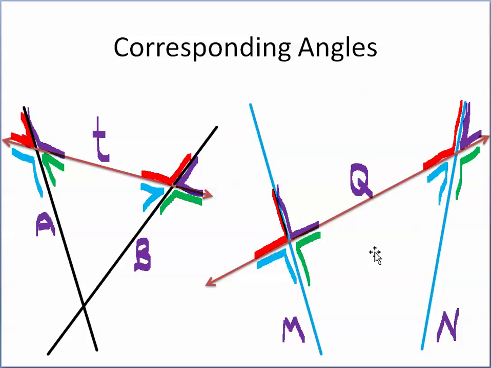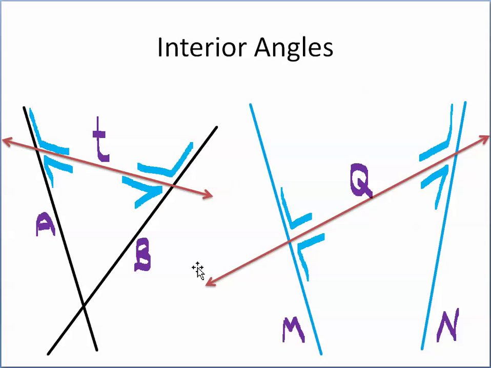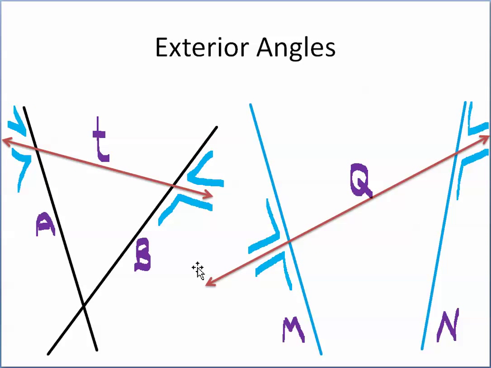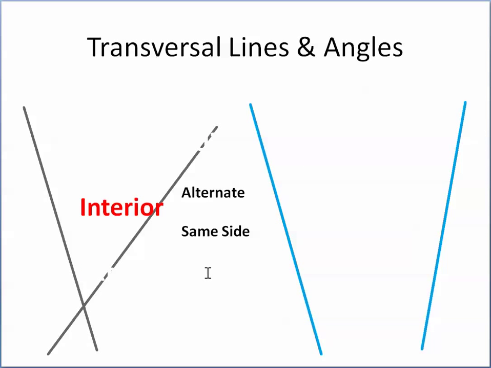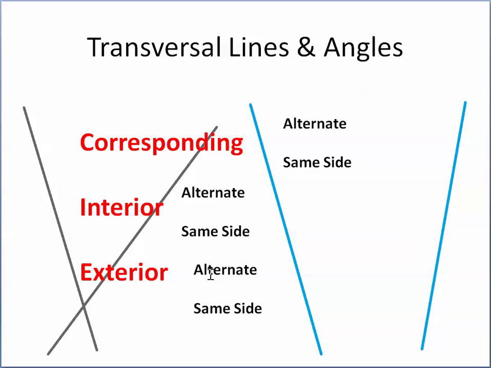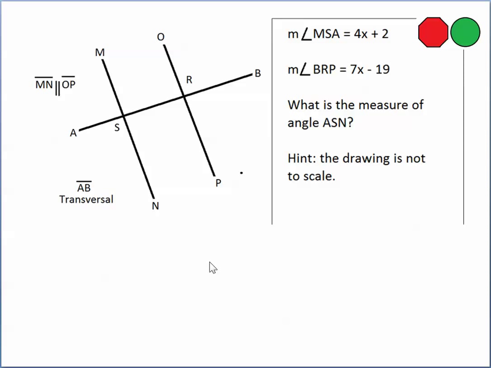Here we have corresponding angles. So these are corresponding same side angles. So blue is with blue and green is with green. Corresponding same side angles. Here we have interior angles. Here we have exterior angles and transversal lines. They come in three different types, corresponding, an innie and an outie. We have interior on the inside, and we have exterior on the outside, and each one of them comes in two different flavors.